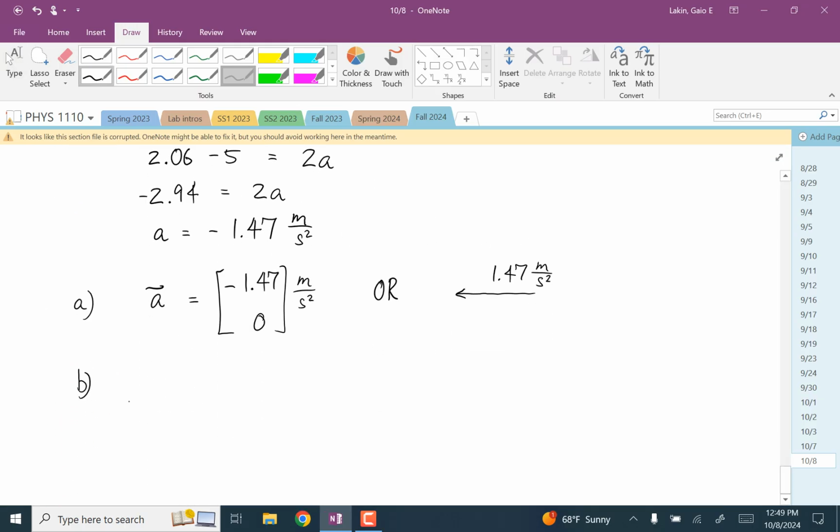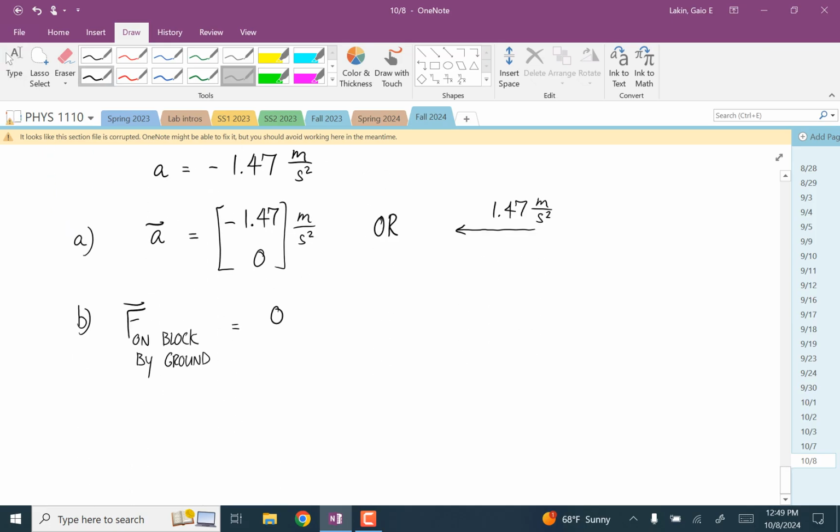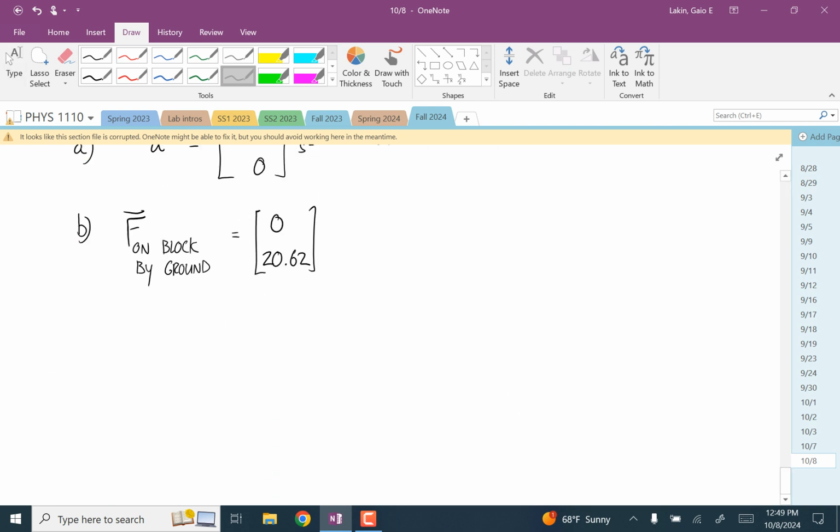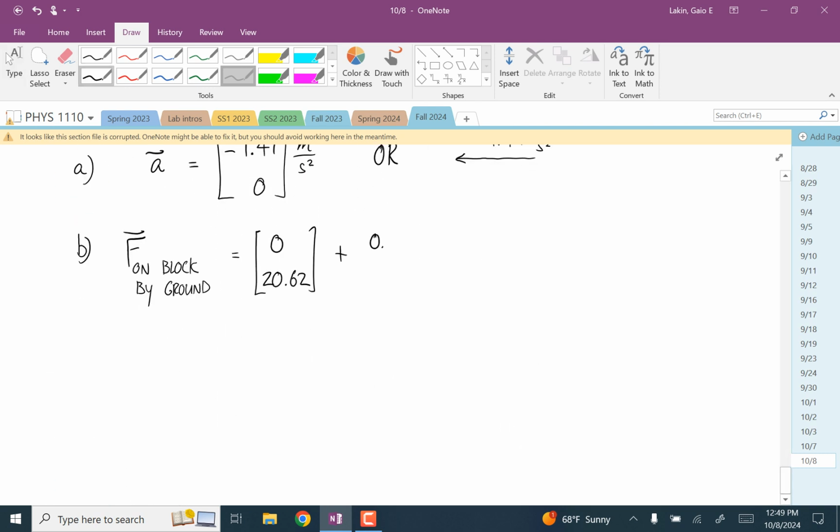And so the force on the block by the ground is equal to 0n plus 0.1 times n, 0. And so that is 2.06, 20.62.